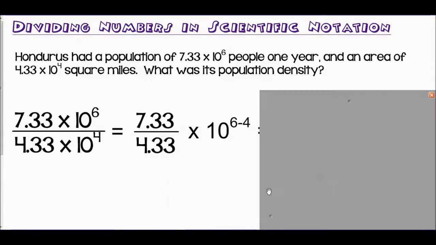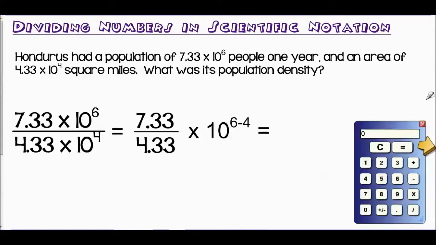So to do that, I'm dividing the first factor, 7.33, by 4.33, and to divide those powers with the same base, the 10 to the 6th divided by 10 to the 4th, I subtract those exponents. So let's work this out. I need a pointer, not a pen. Here we go. 7.33 divided by 4.33.